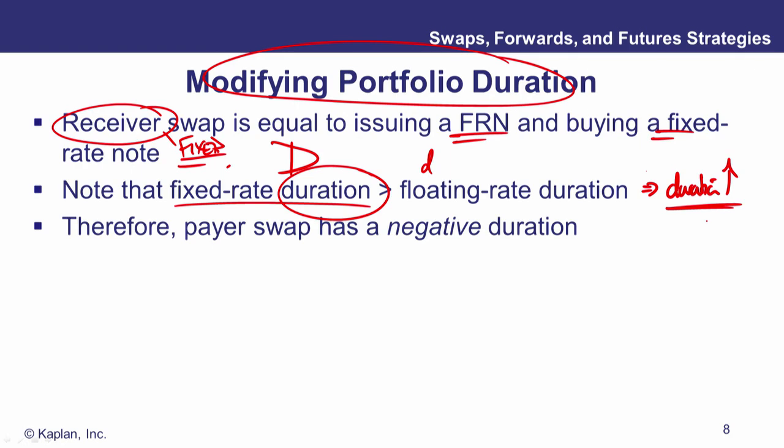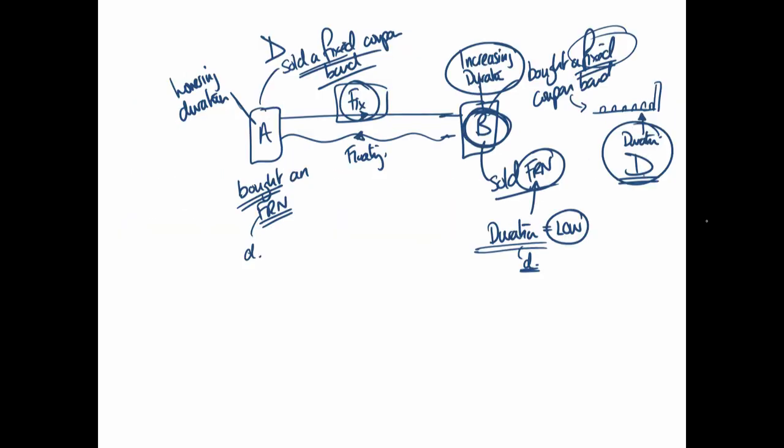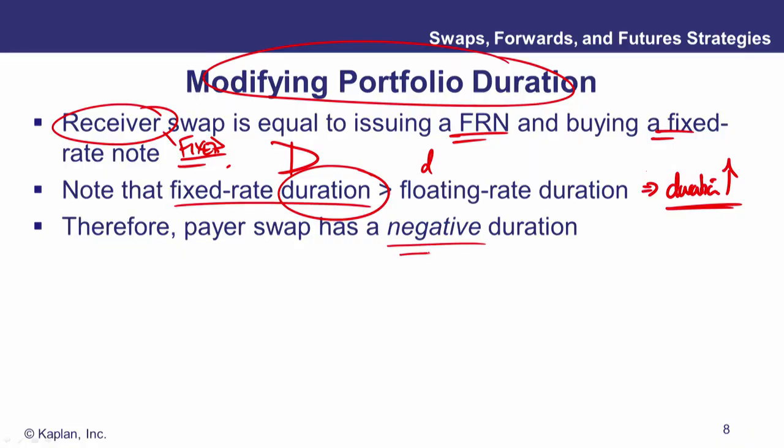The payer side, which in my diagram here was party A, paying away fixed, they're going to be paying away more duration than they're bringing in under the floating rate note, so they're actually going to have a negative duration through the swap, and they're going to be lowering their overall duration by entering into this pay fixed swap, this payer swap.